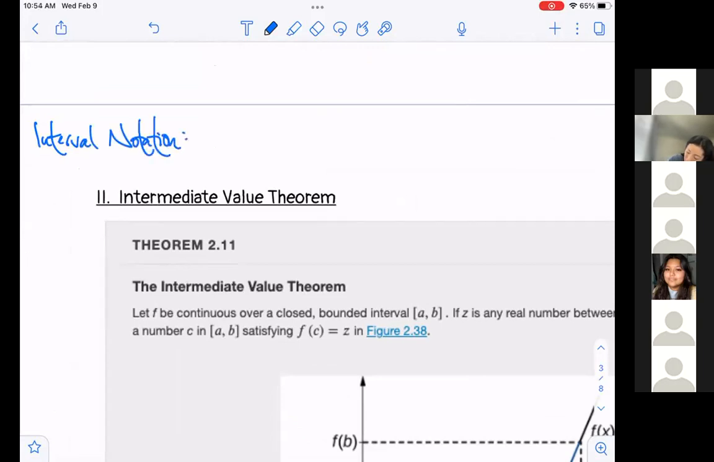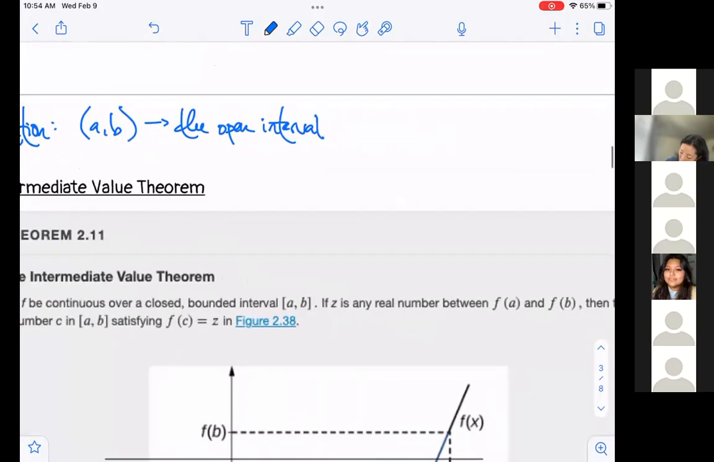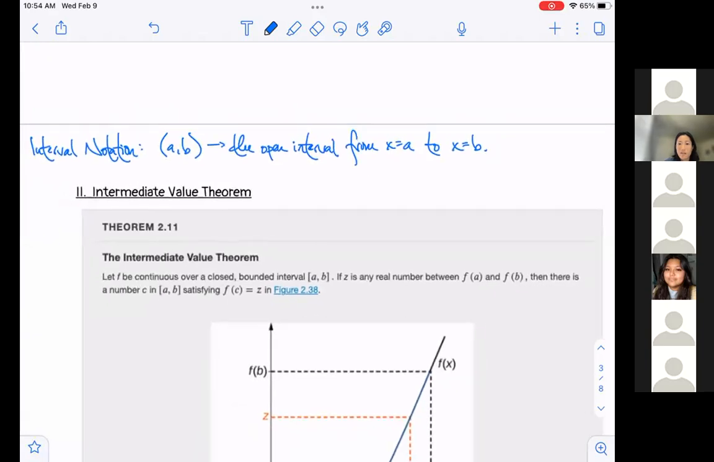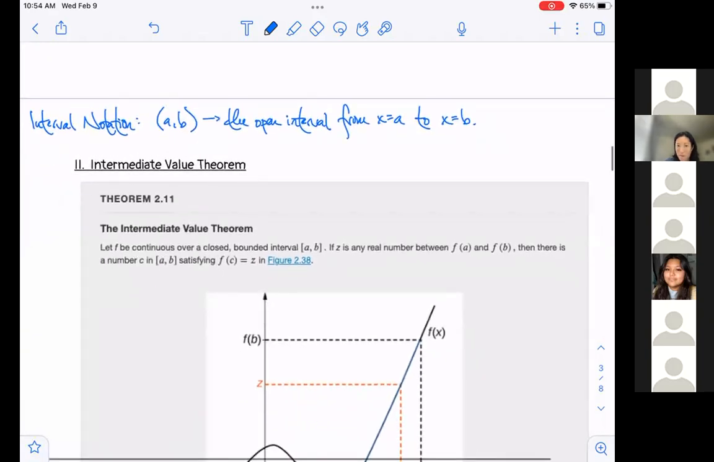Like if I write A comma B, this means the open interval from X equals A to X equals B. And I know that looks like a coordinate point. So that would be one of the things, as you're reading through a problem, if you see the word interval, likely this is not a point.